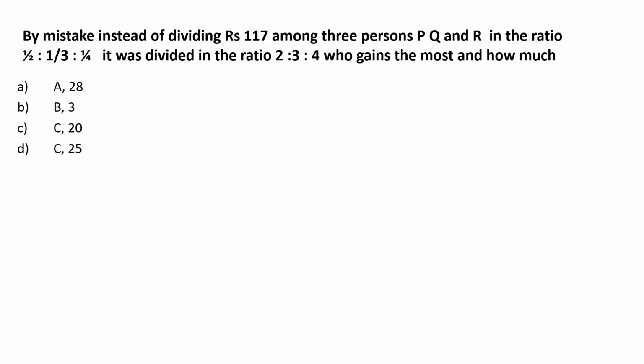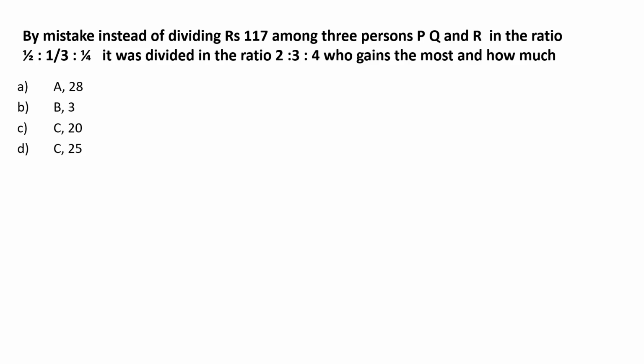Let's move to another question. By mistake, instead of dividing rupees 117 among 3 persons P, Q, R in the ratio of 1 by 2 is to 1 by 3 is to 1 by 4, it was divided in the ratio of 2 is to 3 is to 4. Who gains the most and how much?